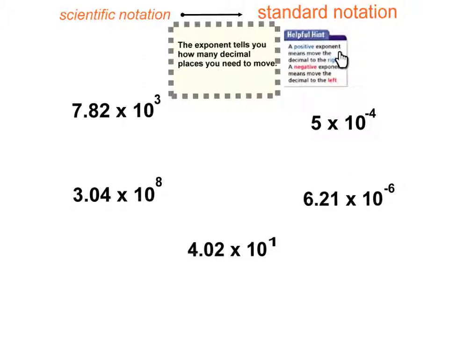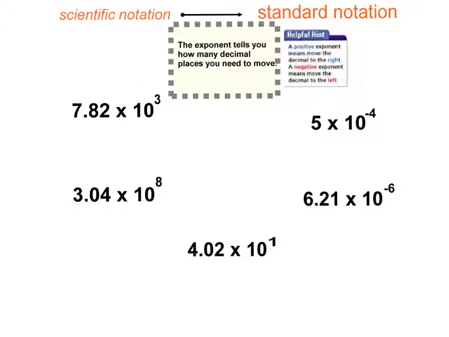Now, here's a helpful hint. I don't really like this hint. I'll read it to you and then I'll tell you why I don't like it. A positive exponent means move the decimal to the right. A negative exponent means move the decimal to the left.